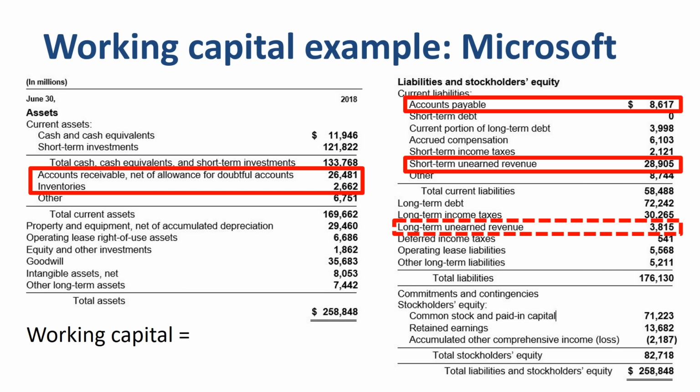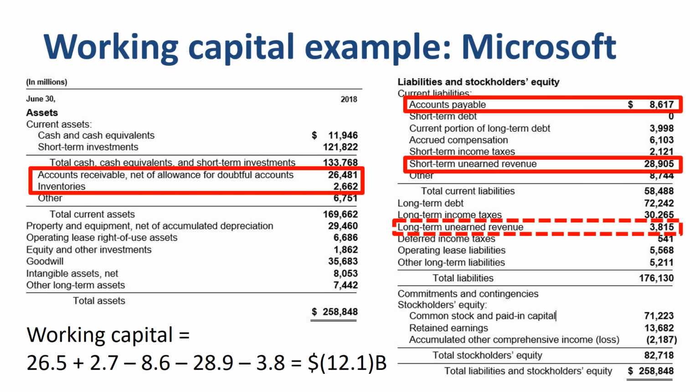This has a big impact on the net working capital balance, which for Microsoft is actually a negative number of $12.1 billion. A negative working capital balance is actually a good thing. Both suppliers and customers are financing your day-to-day operations.